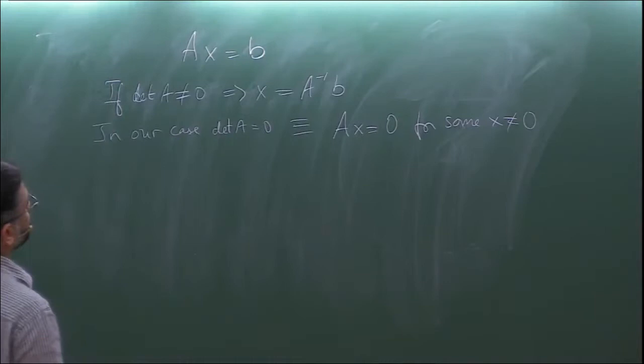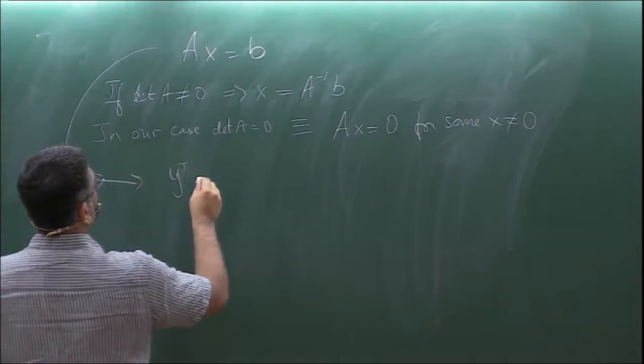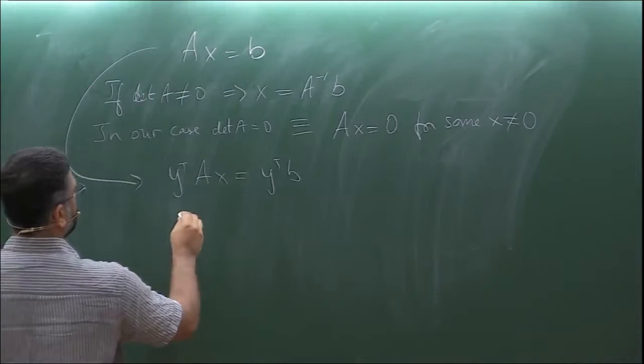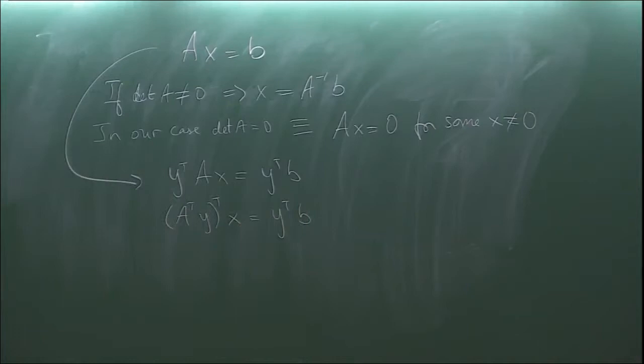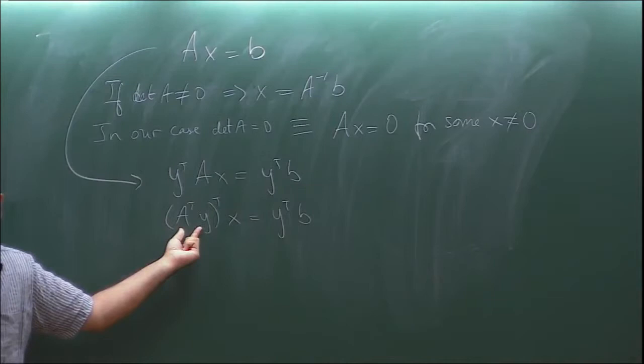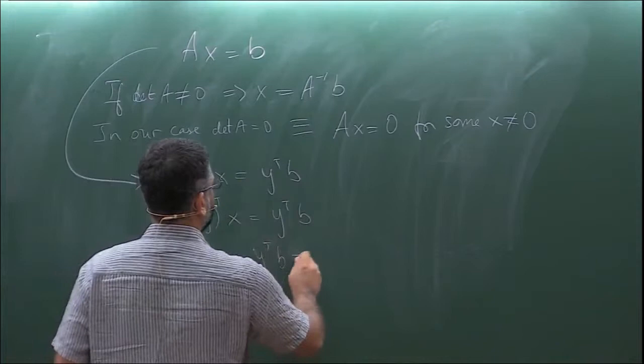Okay? So what do you do in this case? I picked any y, and I just multiplied it on the left. But if I chose the right y that was in the null space of A transpose, then all of the left-hand side goes to zero. So y transpose B is zero if A transpose y is zero.